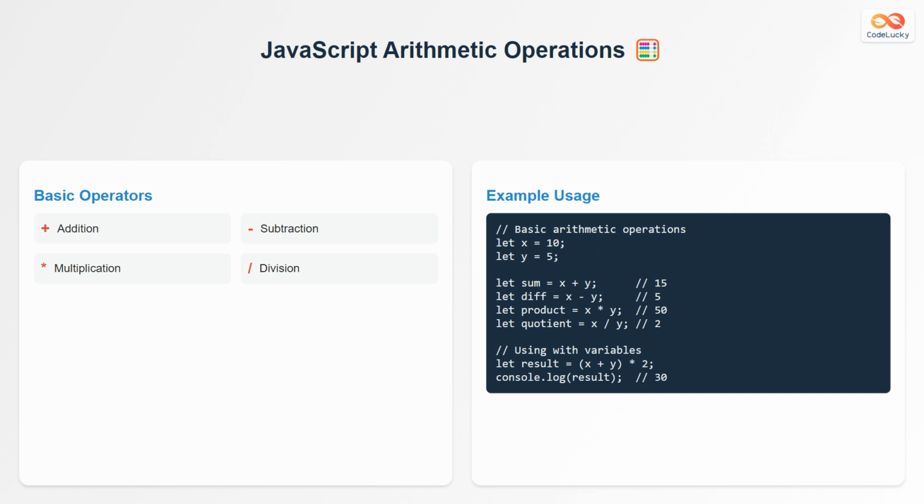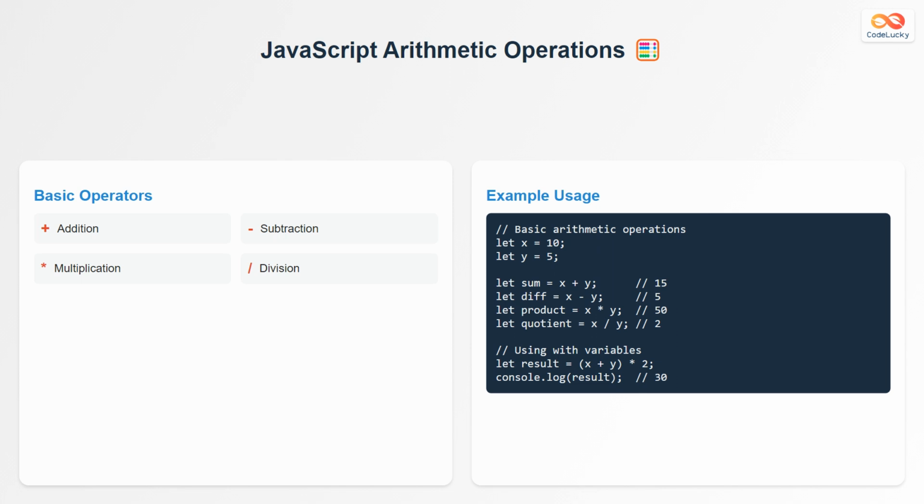The sum of x plus y, which is 10 plus 5, is 15. The difference of x minus y, or 10 minus 5, is 5. The product of x multiplied by y, or 10 times 5, is 50. The quotient of x divided by y, or 10 divided by 5, is 2.